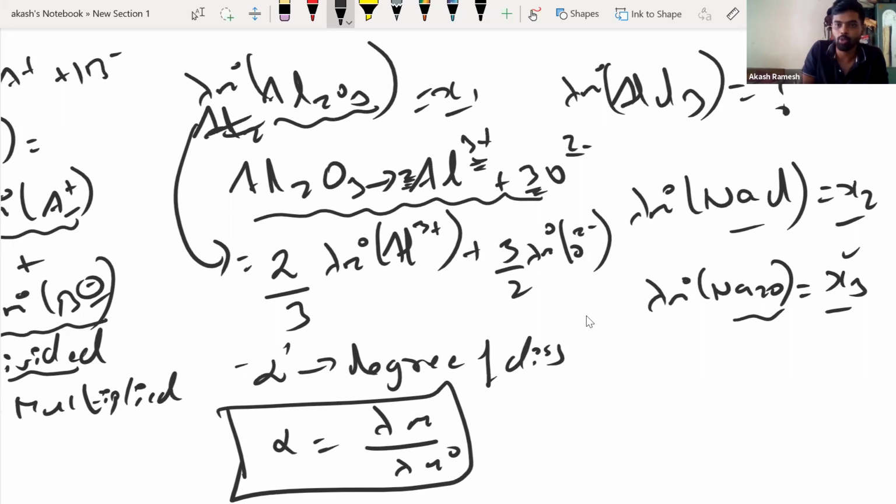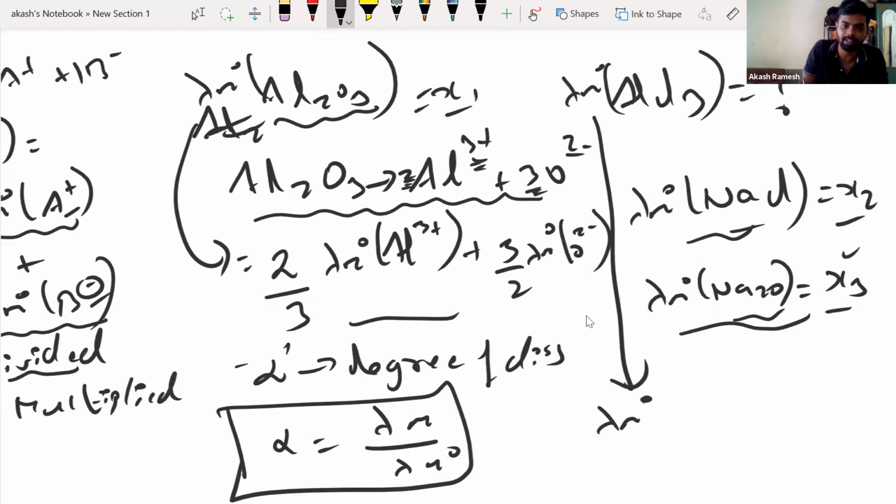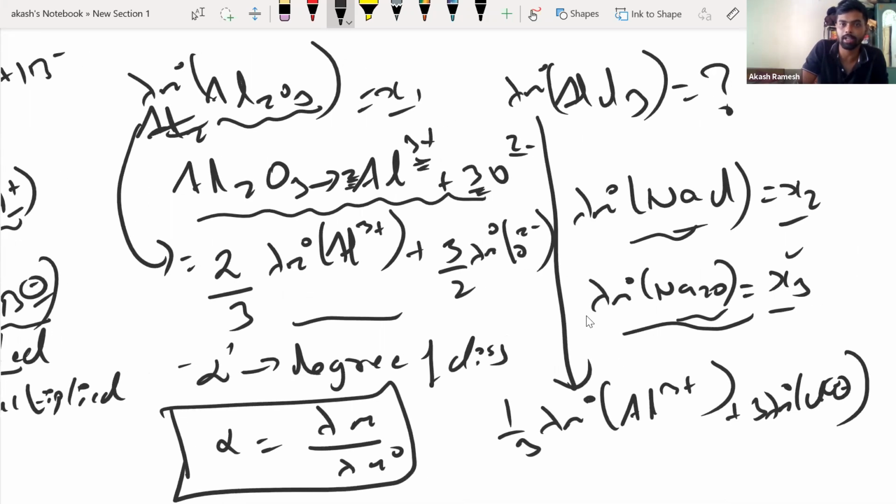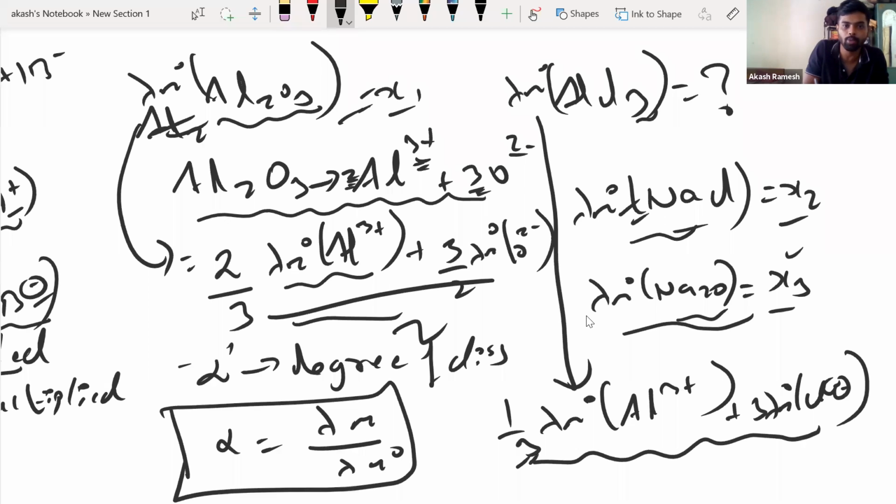Now please understand, you will know how to expand it and write it for all of these. Now for this, how will I write it? It will be lambda M naught of Al3+ plus 3 into lambda M naught of Cl minus, right? Now from these, you have to get this alone. You get lambda M naught of Al3+ here, but you have 2 by 3 into lambda of Al3+, and I require only 1 by 3. So I'll multiply this entire equation by 2, so the X1 value will also be divided by 2, right?